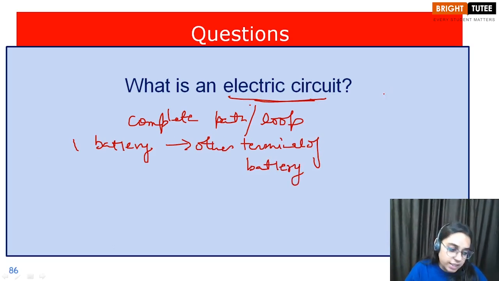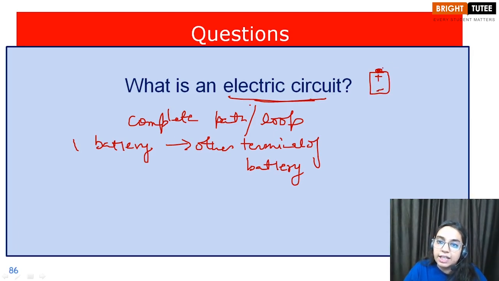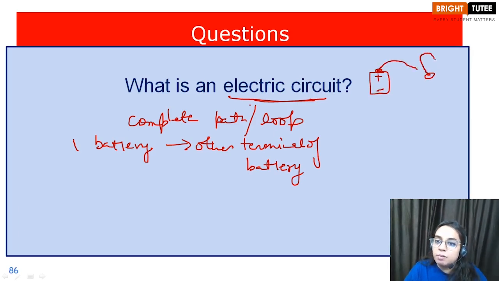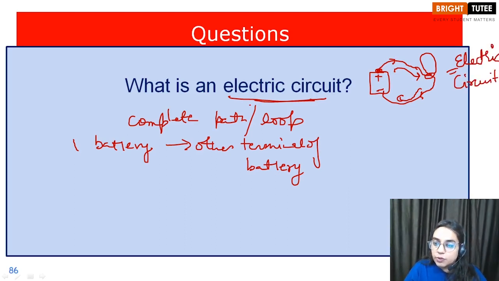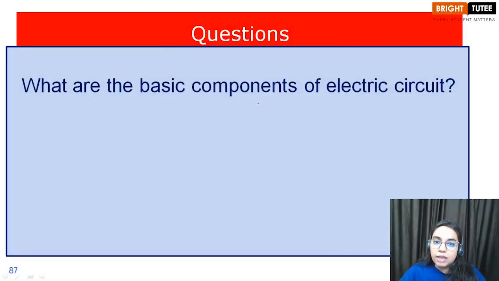We are going to understand this with the help of a diagram, children. Suppose we have a cell or a battery over here. This is the positive terminal, this is negative, and we have connected this with the bulb. Now, current flows from positive to negative, so the current will start flowing from here. It will pass through the bulb, then through this wire, and finally reach the negative terminal of the cell. And so we have a complete path for the electric current to flow, and therefore we call it an electric circuit.